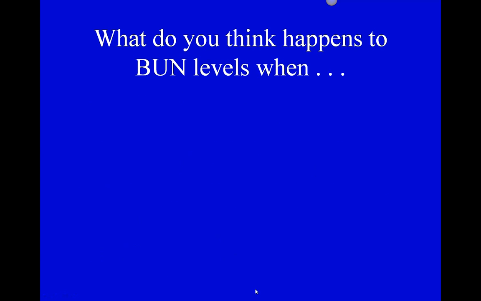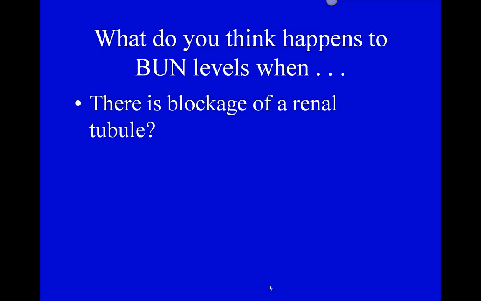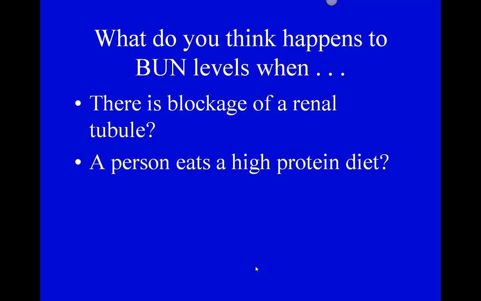All right, next thing. Let's do some application then. What if somebody had a blockage of a renal tubule? So what if my kidney is working, it's trying to work, but downstream there's a blockage? That would most commonly be a stone, but it could also be a tumor. Doesn't it make sense that if I have only one kidney really able to work, my BUN levels would start to go up? What do you think would happen if I eat a high protein diet?